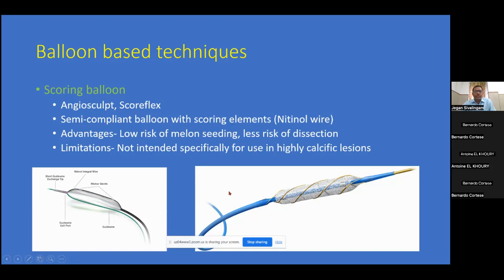The advantage is that because it's a semi-compliant balloon, there is low risk of melon seeding, that is slippage, and less risk of dissection. The advantage of these devices is that they are much more deliverable and trackable than the cutting balloon, but their scoring effect is lower than what we can achieve with a cutting balloon. They are less efficacious, and they are more used in fibrotic lesions rather than primarily calcific lesions. Agree. So the primary indication is fibrotic lesions rather than calcific lesions.